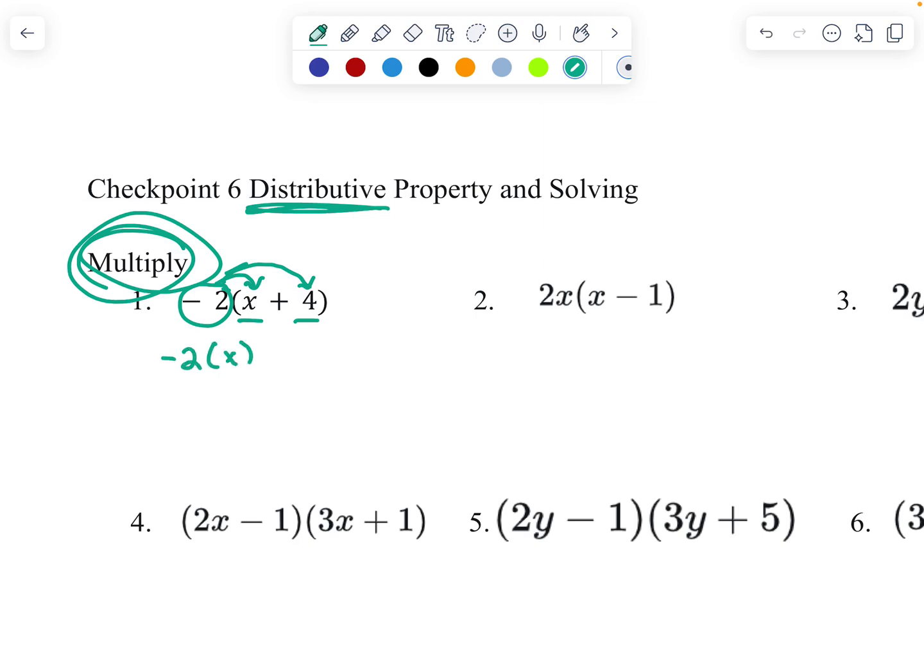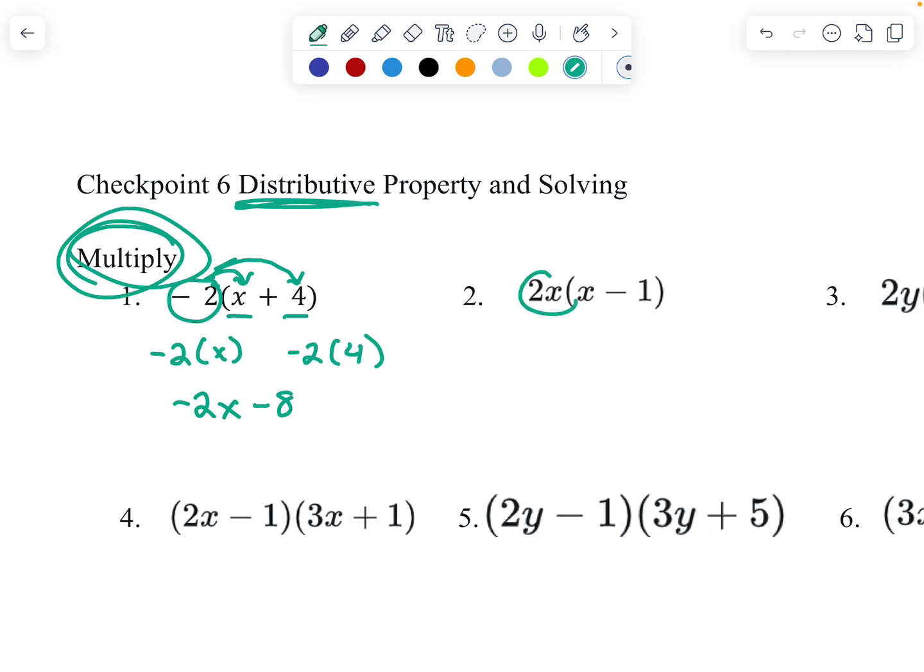We are going to get -2 times X and then -2 times 4. So -2 times X is simply -2X, and -2 times 4 is -8. This is distributing. So you always have to make sure that you are distributing the correct thing. So here you will be distributing a 2X. In problem 3 next to it, you will be distributing a 2Y.